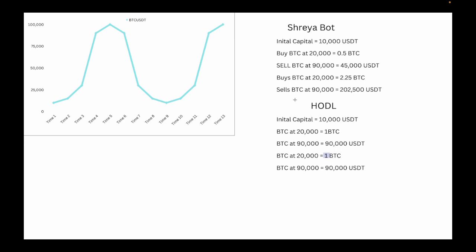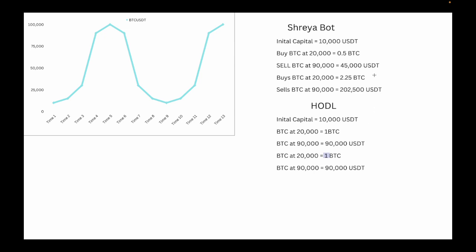All right, so now when BTC goes back to $90,000, we now have 202,500 USDT. Okay, which the Shreya bot actually converted back to USDT in anticipation that the price of BTC is going to go back down. All right, in comparison to the 90,000 USDT that we had here. All right, so I want you guys to see this in both cases.